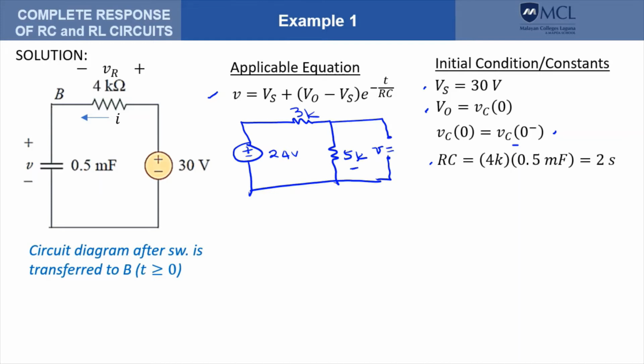So let me write it here. So V is 24 times 5 over 5 plus 3, okay? So this will give you 15 volts. So this one should be 15 volts.